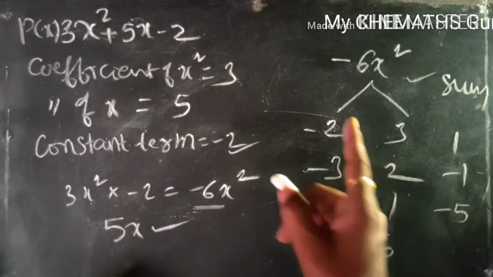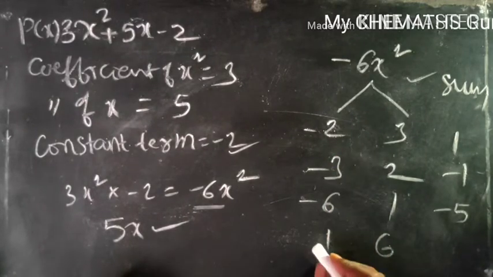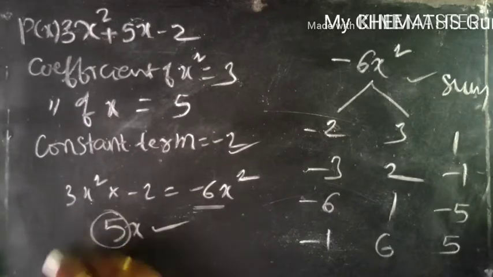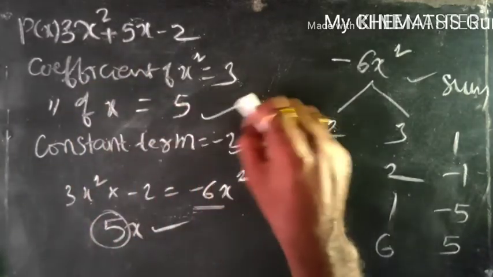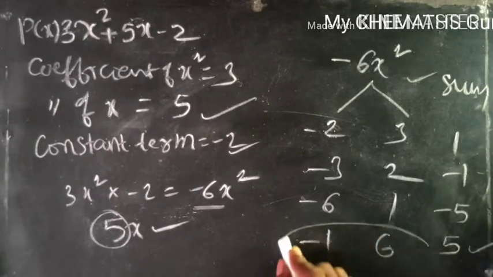Now here the product is negative, so I am taking the negative sign for 1. Now minus 1 into 6 is minus 6, suitable, and the sum is plus 5. What is our x coefficient here? 5. So we are getting plus 5 in the last case, so our suitable factors are these two.